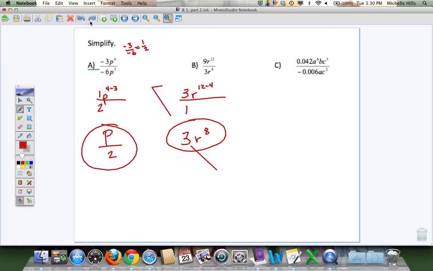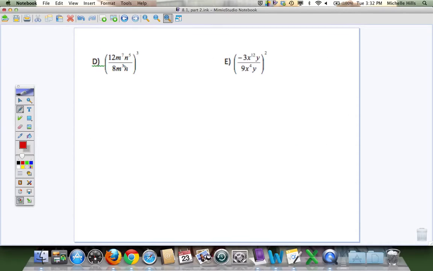C looks really complicated, but it's honestly not as bad as it looks because 0.042 divided by negative 0.006 in your calculator is just -7. 6 a's and 1 a means I have 5 more a's in the numerator than the denominator. I show that by 6 minus 1. There's just a b in the numerator, nothing else to do with it. And then c to the 5 minus 2 power. So -7, a to the 5th, b, and then c to the 3rd is my final simplified answer.